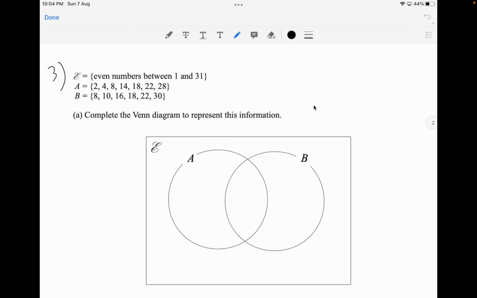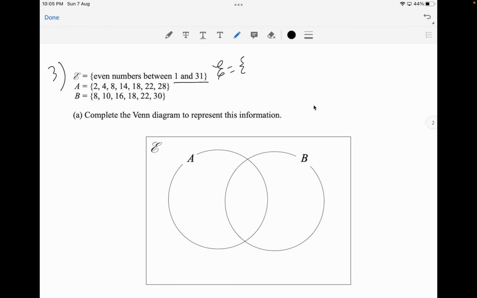And we know that the universal set contains even numbers between 1 and 31. Alright, that's pretty awesome. Now what I would like you guys to do is usually just list down these values. It's much easier to find it out.